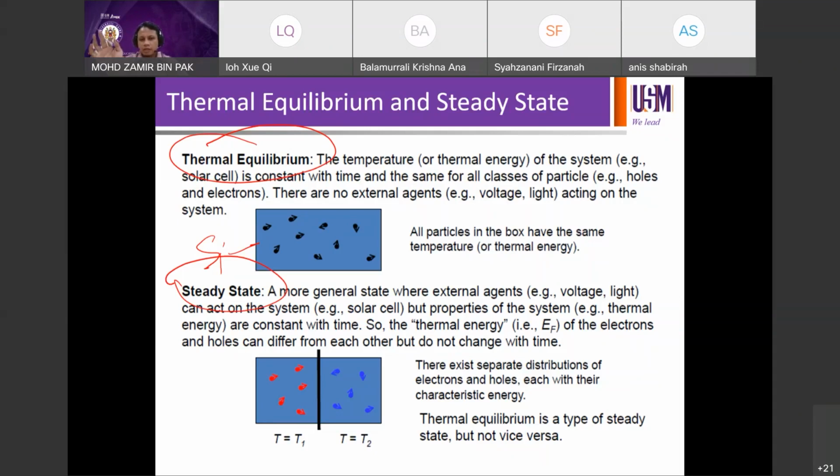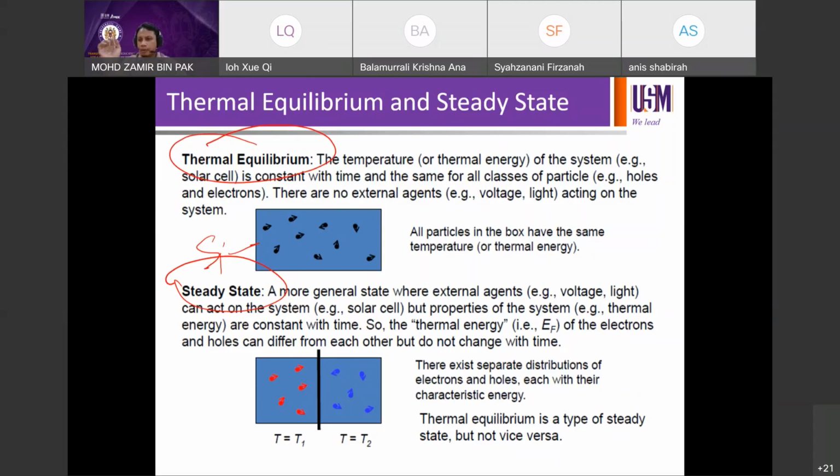Okay, so in this case, the thermal energy of the electrons and holes can differ from each other but do not change with time. So even though within the system the carriers may have a slightly different thermal energy, as time goes on, they don't have any difference in terms of the energy possessed, right? So in this condition, your semiconductor material is said to be at steady state condition.